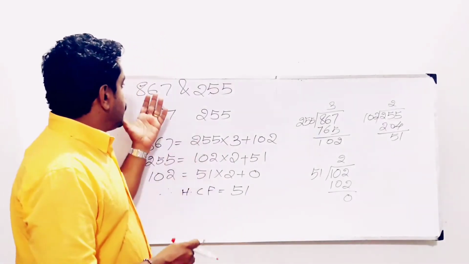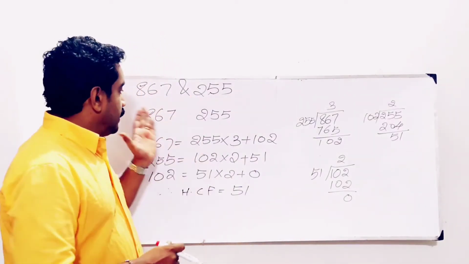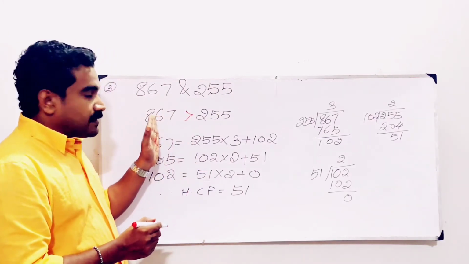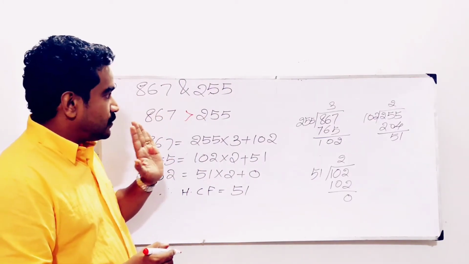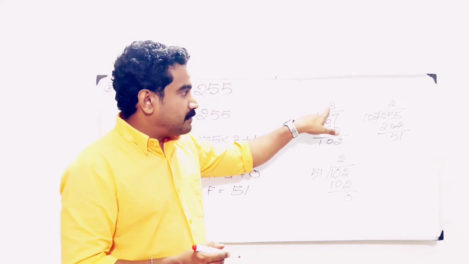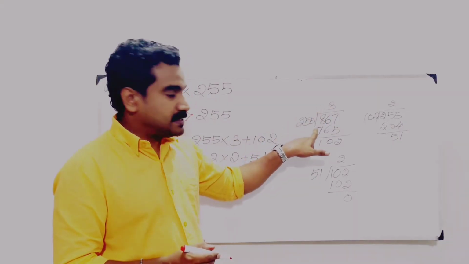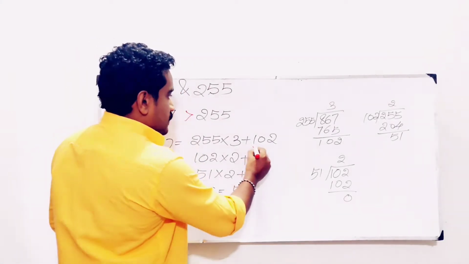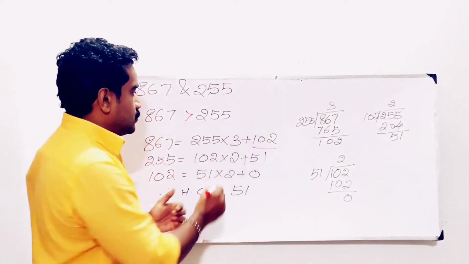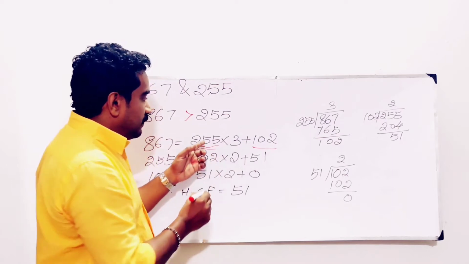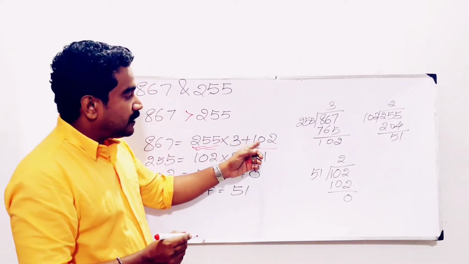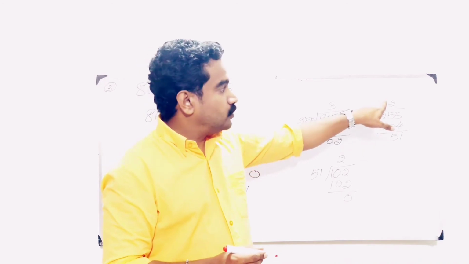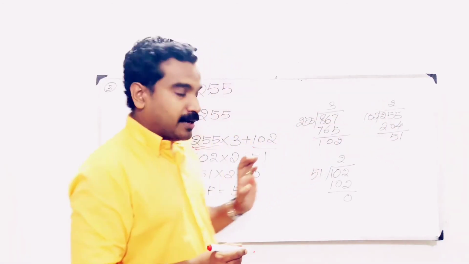Moving to the third question. Third question is 867 and 255. 867 is greater than 255. So 867 is the dividend, 255 is the divisor. So 3 times it will go. 3 into 255 is 765. The remainder is 102. So we want to repeat with 102 and 255. Now the dividend is 255 and the divisor is 102. So 255 divided by 102, the quotient is 2 and the remainder is 51.